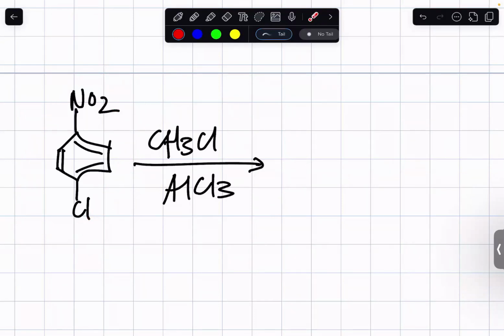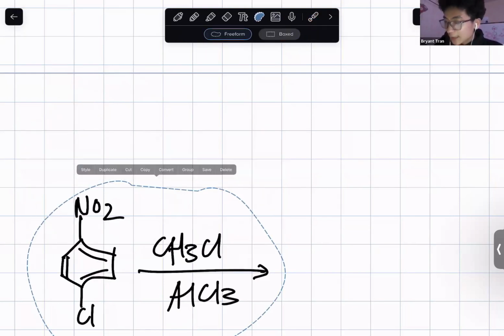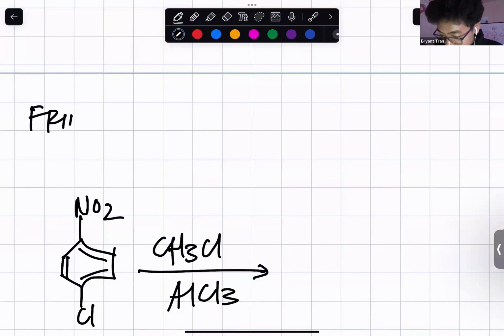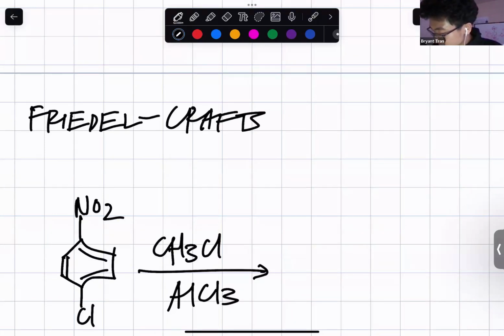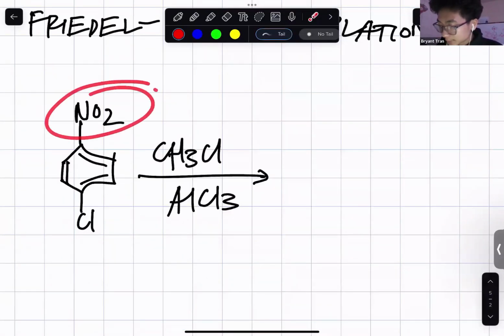Would it be Friedel-Crafts? Friedel-Crafts alkylation. Yes. Right. It's not acylation because there's no acyl group. There's no carbonyl there. So this is going to be Friedel-Crafts alkylation. And there is a common limitation for both Friedel-Crafts alkylation and Friedel-Crafts acylation. Before I go over that though, let's analyze what these substituents are.